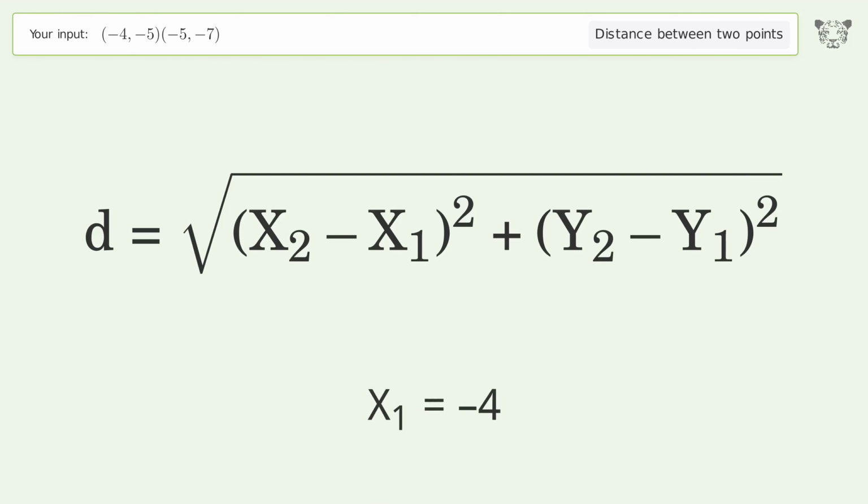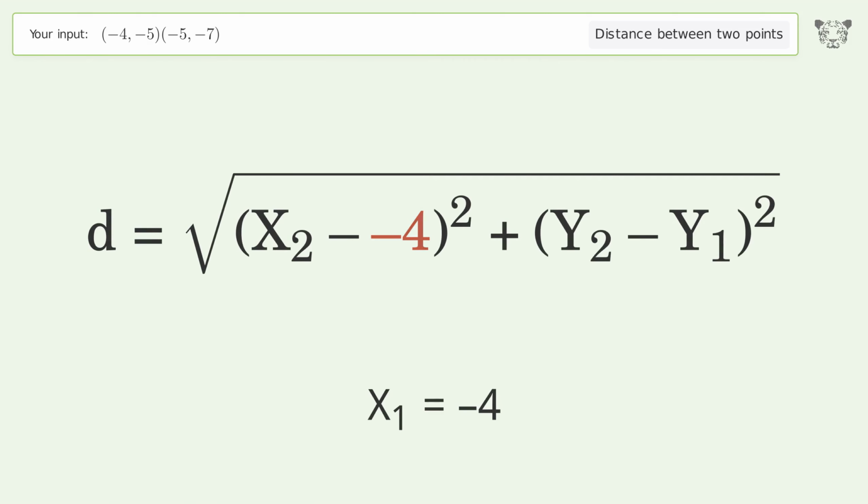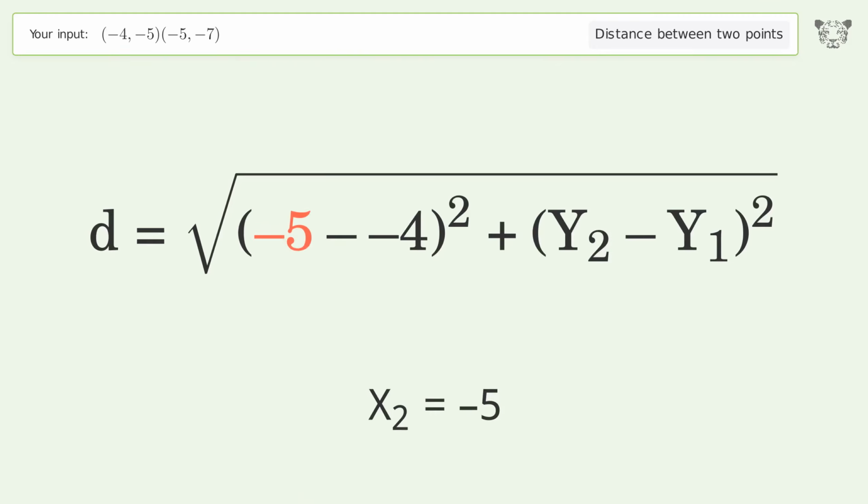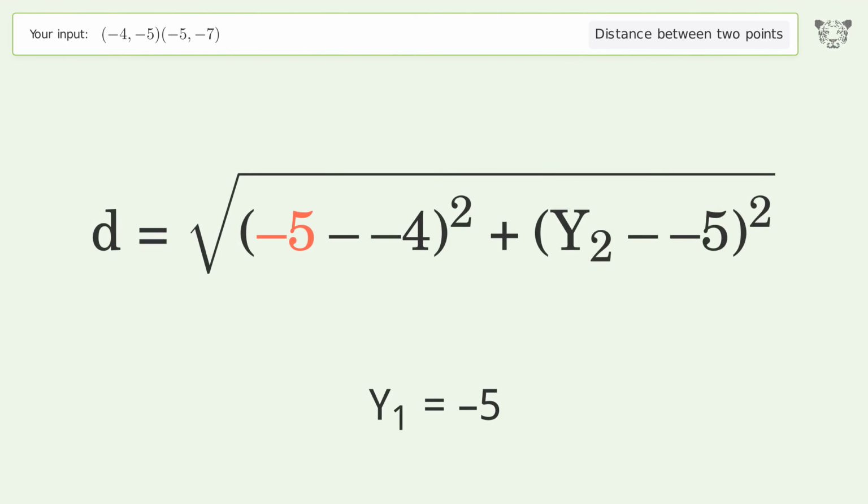x1 equals -4. x2 equals -5. y1 equals -5. y2 equals -7.